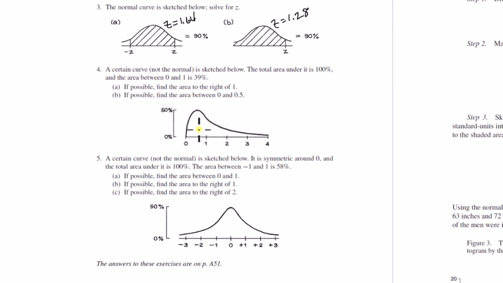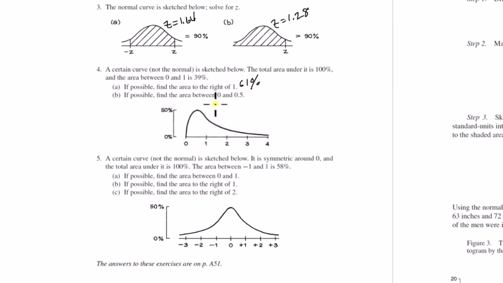So the area to the right of 1. If the area between 0 and 1 is 39%, and they want to know the area to the right of 1, we know the total area under the curve is 100%. Well, 100 minus 39. I don't need to guess the area. This is going to be 100 minus 39, 61%.